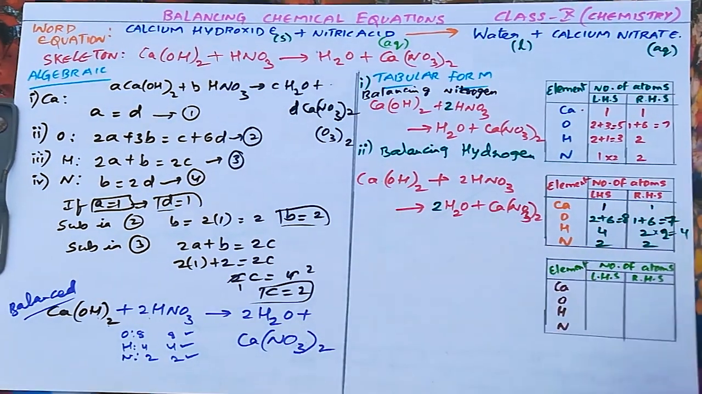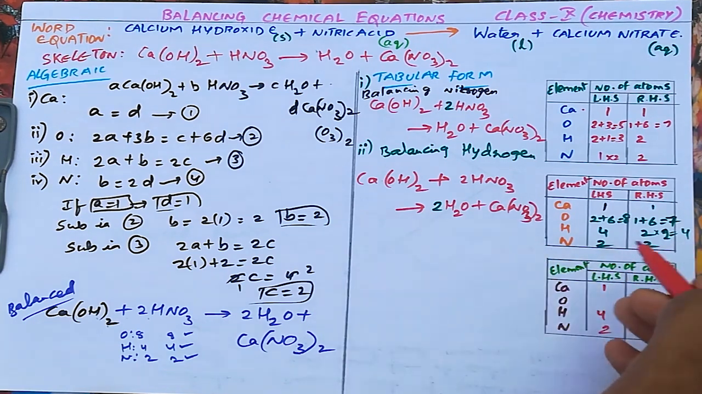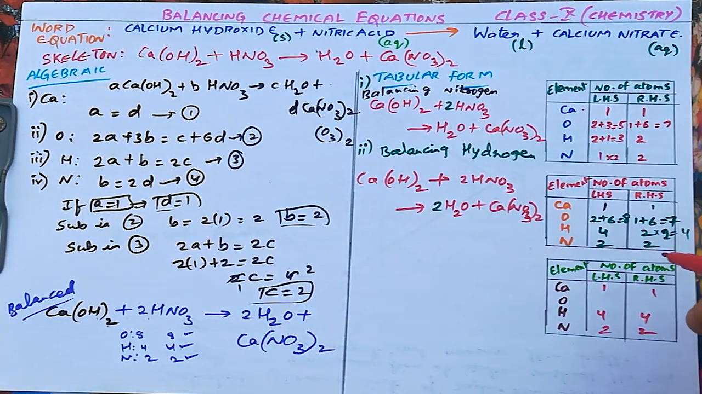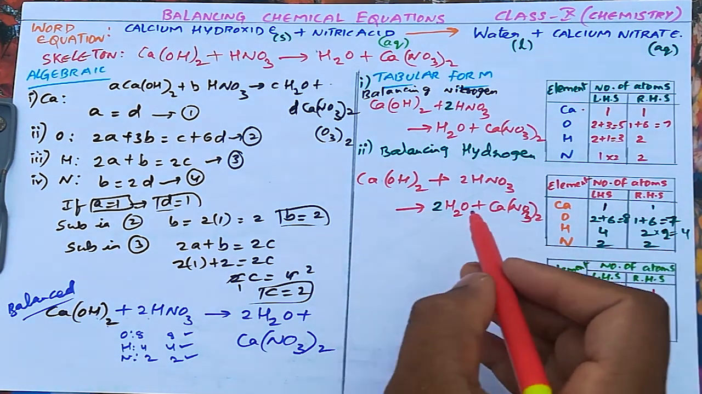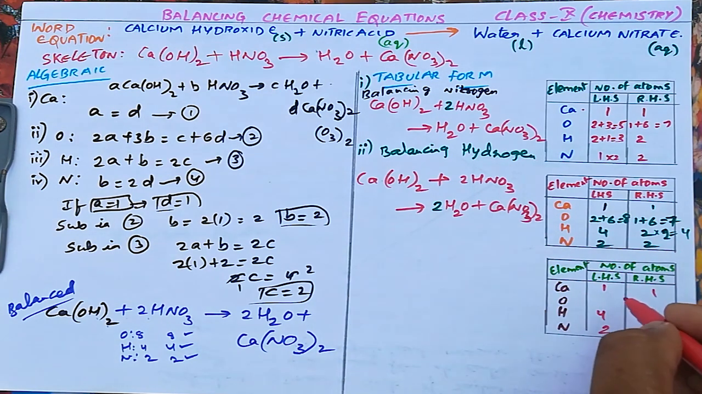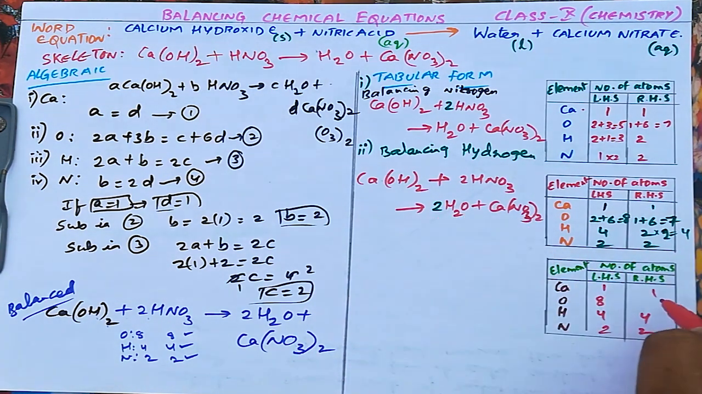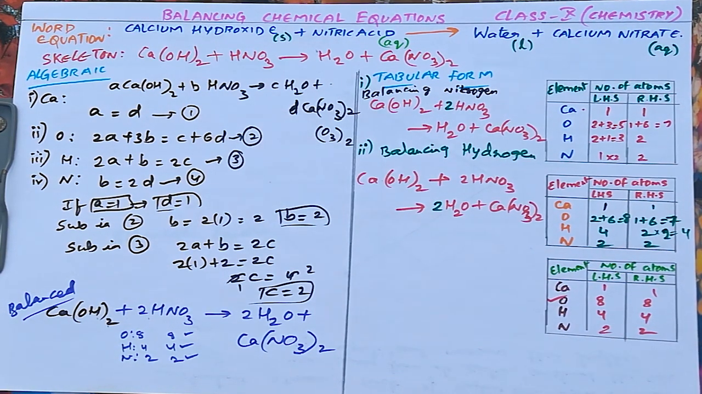Now calcium already balanced 1, 1, and nitrogens also 2, 2 balanced. Now hydrogens 4, 4, both are balanced. We'll check for oxygen. If it is balanced, no need to do the further step, or else we need to do. Now oxygens, here it is 2, 3 twos are 6, so 8 in the LHS. Here 2, 3 twos are 6, 8. So oxygens is also balanced. So this is the final balanced equation.